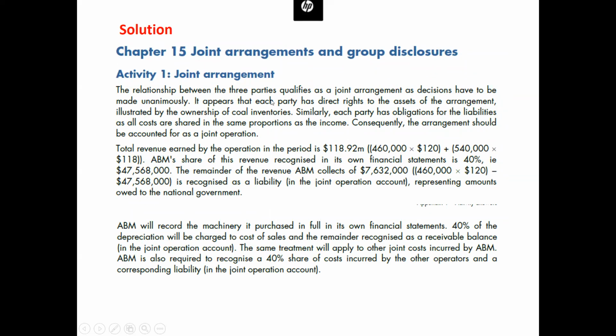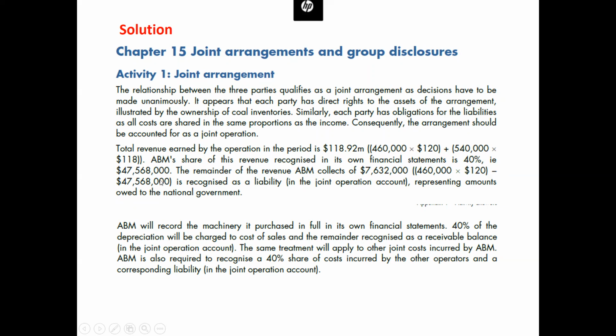So because I am a joint arrangement and we are now a joint operation, we will at the end of the day add all of those revenues, the 460 times 120, the 540 times 118. We get 118.92 million. 40% of that goes to ABM. So ABM are entitled to 47,568 of the 118.92 million. So the difference between what they accounted for, their 460 times 120, needs to be allocated now to the rest of the items, going either to government or to the other entity, because I am only entitled to 47.